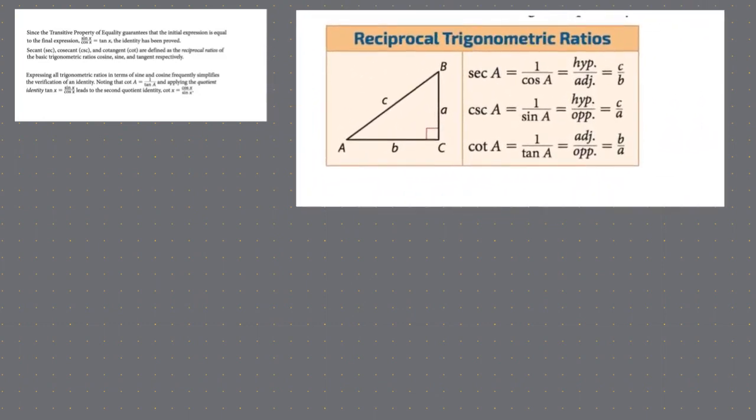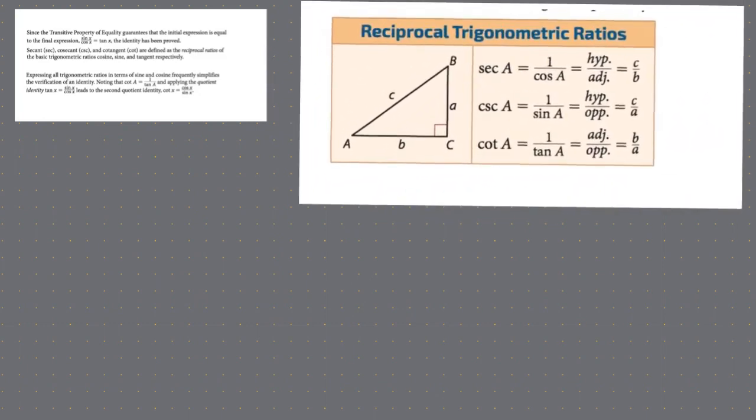We are going to start talking about something called secants, cosecants, and cotangents. These are all reciprocals of the regular trigonometric ratios, cosine, sine, and tangent, okay? All right, so I'm going to come back to this little guy in a second. But I want to show you these basic trigonometric ratios.